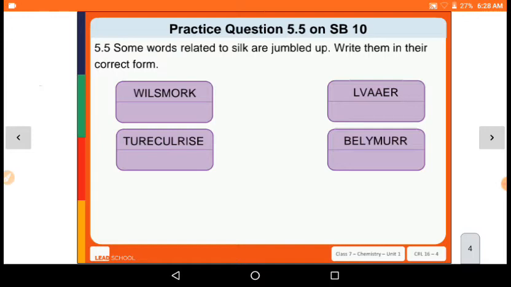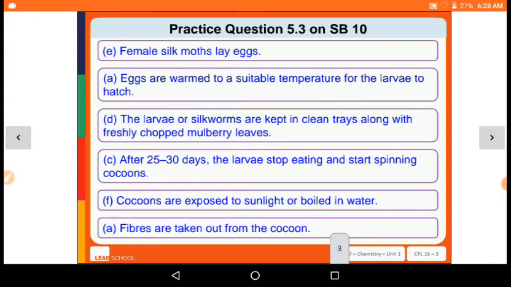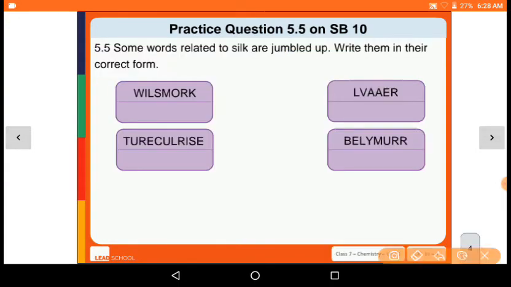Some words related to silk are jumbled up. Write them in their correct form. The words are scrambled, so we have to write the correct word.